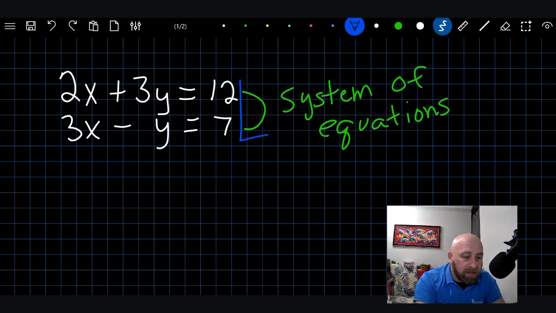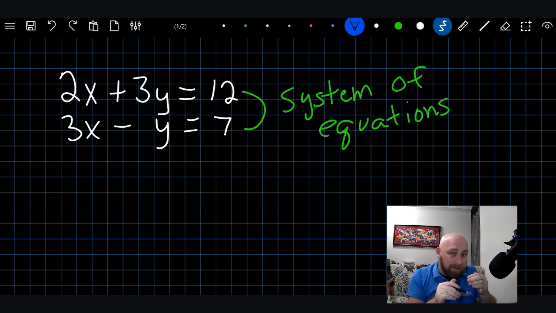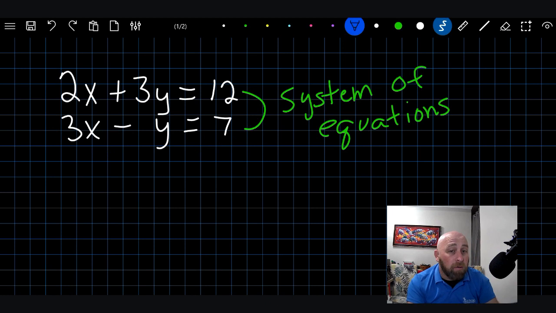Now, notice that they're connected together. You always write systems of equations like this, one on top of the next, okay? And we'll see them in our book pretty much all the time, just written like that, one on top of the next. And when they're like that, you know, okay, I'm dealing with a system of equations. So, what is a system of equations? Well, a system of equations is basically when you put 2 or more lines onto a graph.